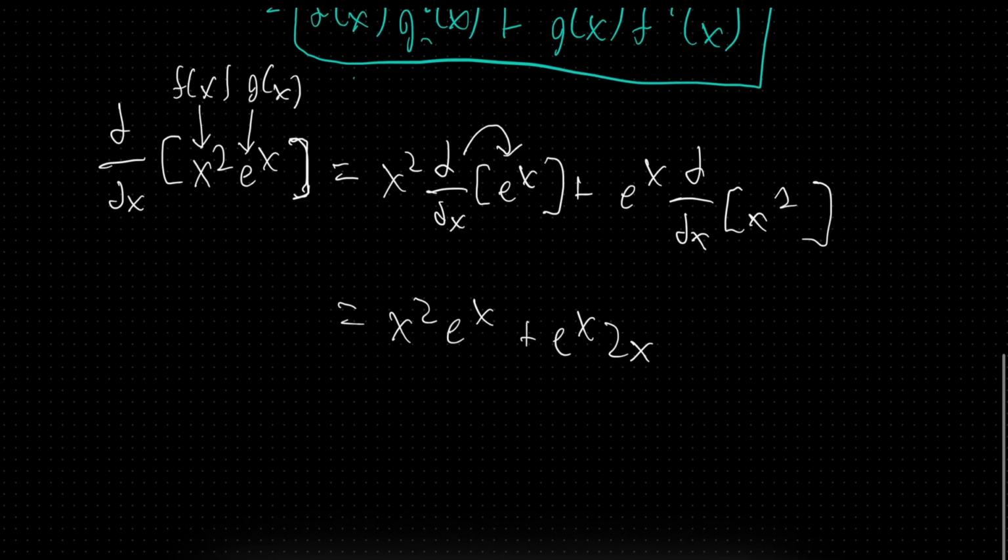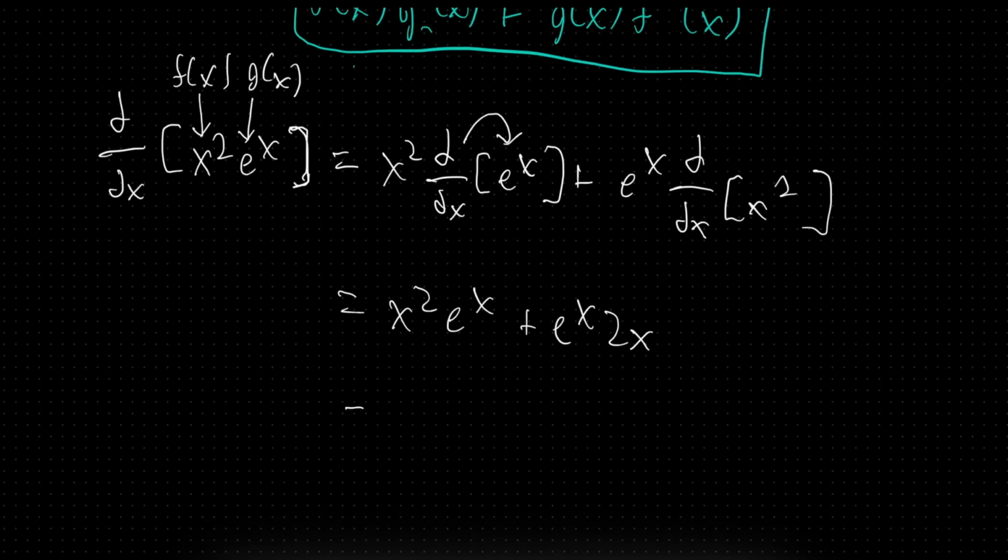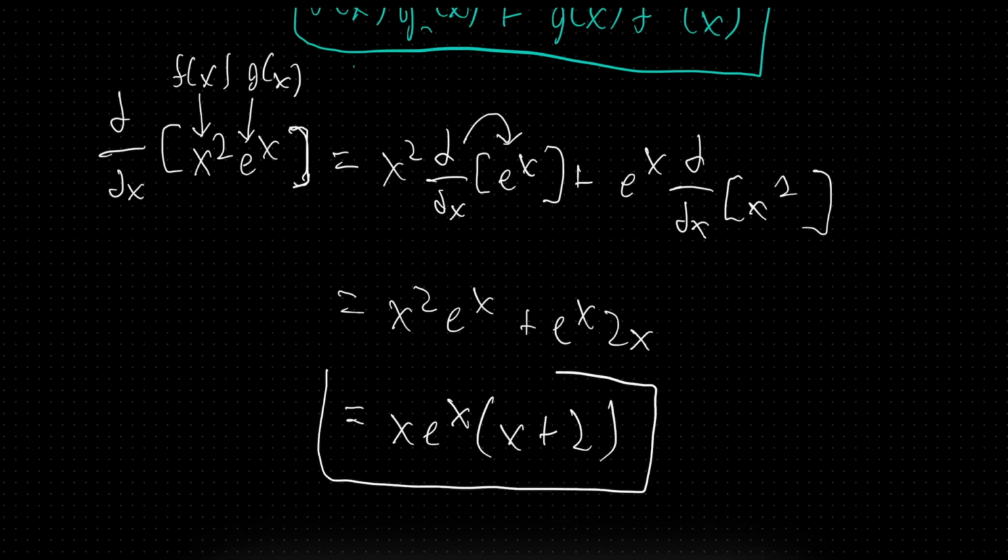And if we wanted to go further, to factor it out, we could leave it off as x e to the x times x plus 2. And this would be your final answer.